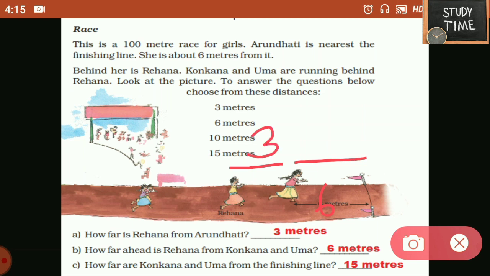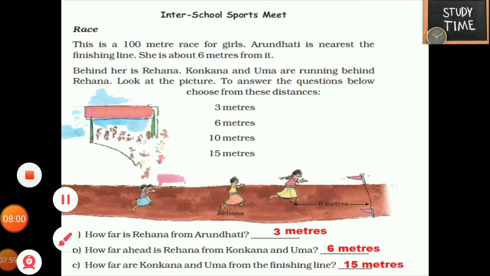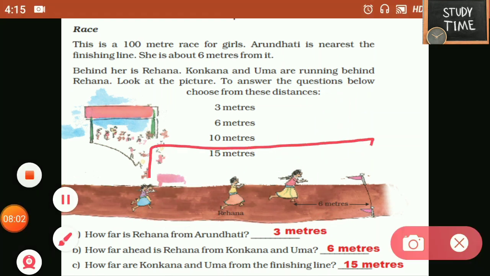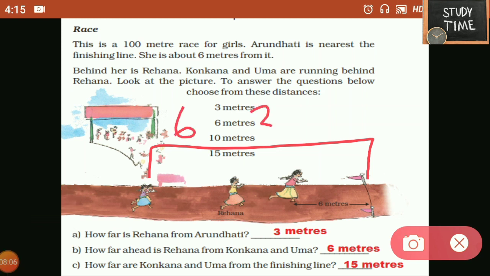How far ahead is Rehana from Konkana and Uma? This distance and this distance are almost equal. So this is also 6, this is also 6. So 6 meters. How far are Konkana and Uma from the finishing line? This is the finishing line. They are asking this distance. So you know this is 6, this is 3, this is 6. So total 15 meters.